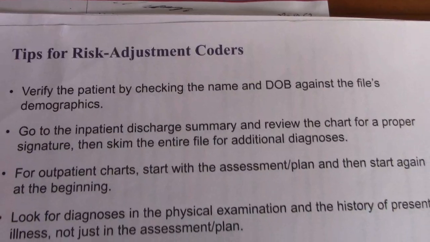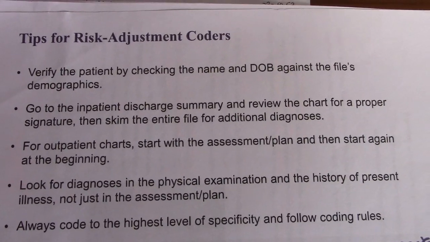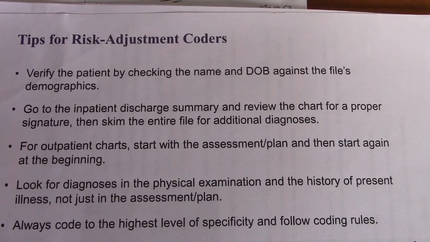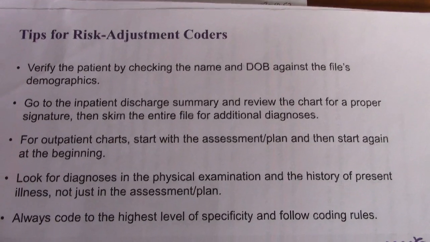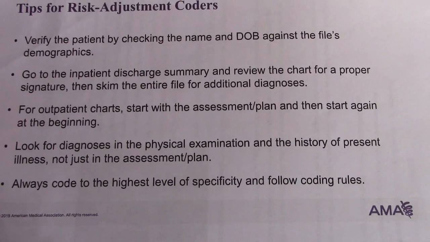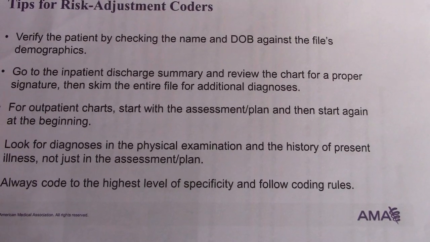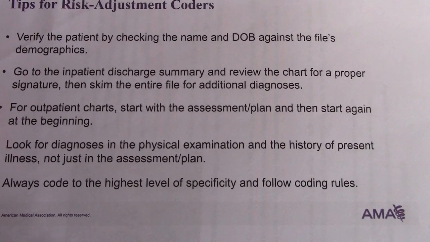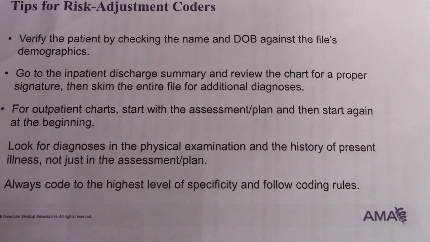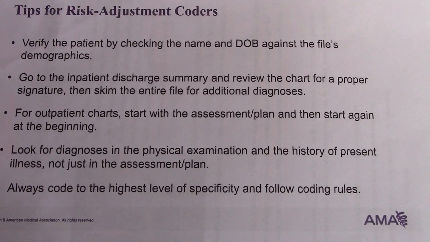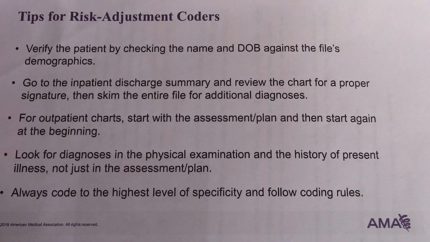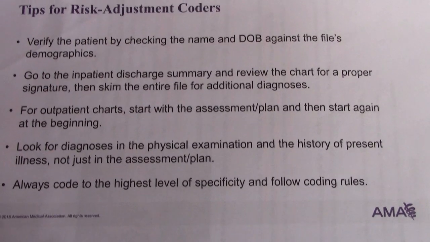And just some risk adjustment coders tips. It says verify the patient by checking the name and date of birth against the file's demographics. Go to the inpatient discharge summary. That's where I always start when I do my coding. When I'm doing inpatient coding, I start with the discharge summary because usually that's a summary of the stay. Review the chart for proper signatures and then skim the entire chart for additional diagnoses.